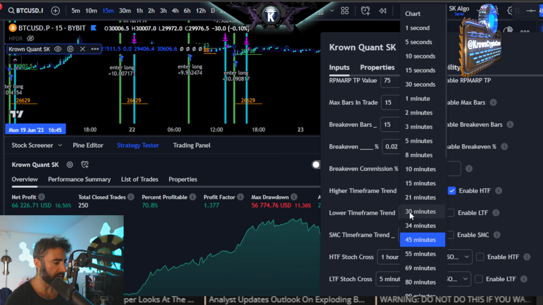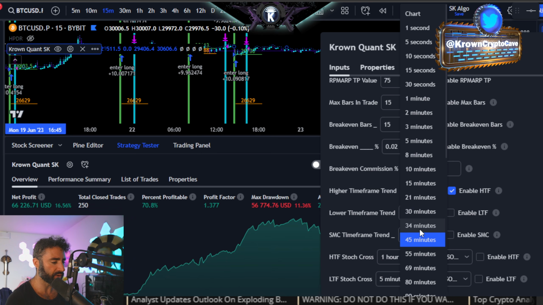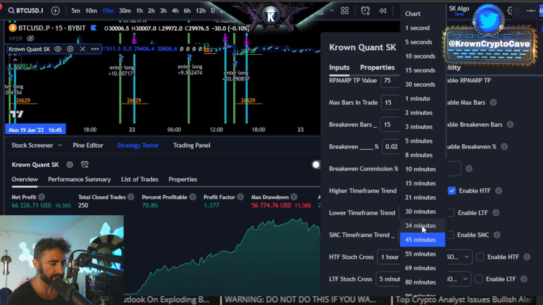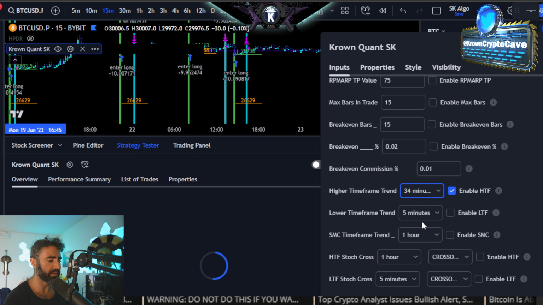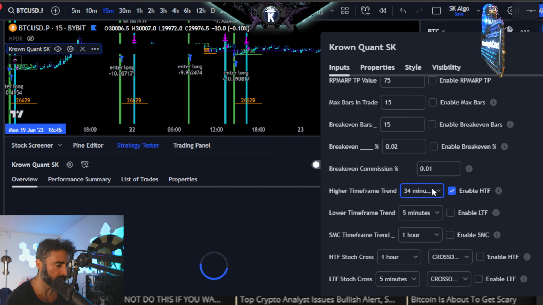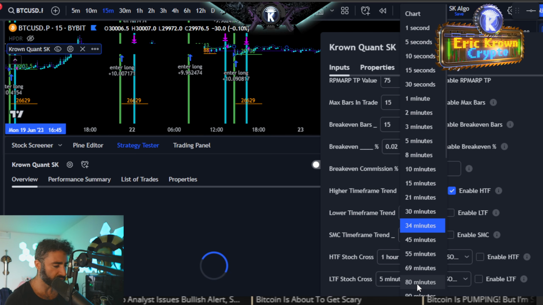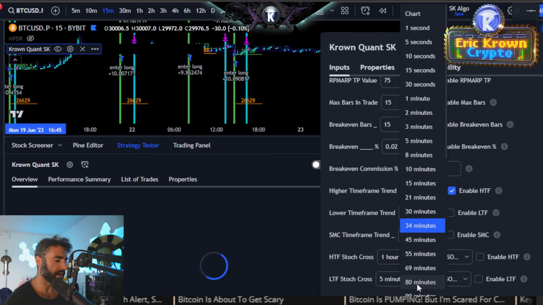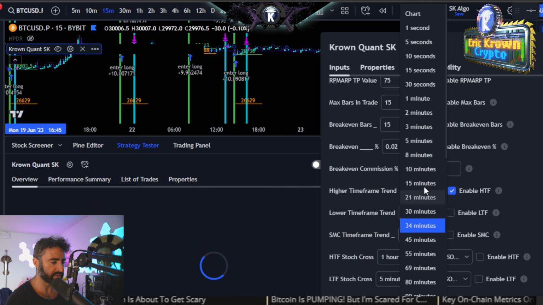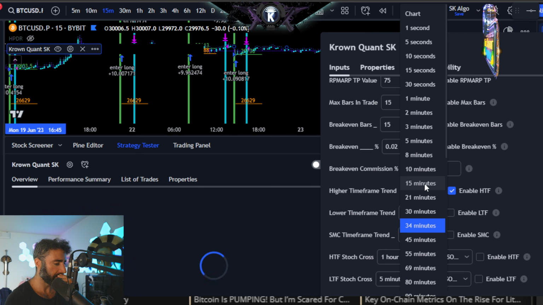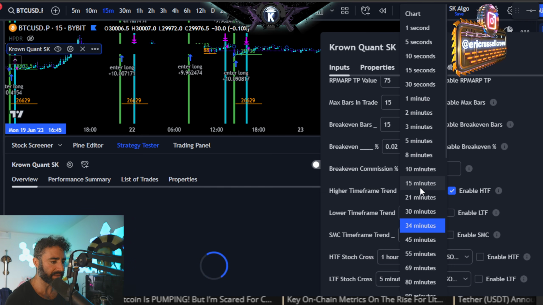What I'll do now is I'll go down to, I'll try a 34 minute, kind of like marking these in the middle. That's just another fib number right there. So that's why I'm trying that one. And then we'll try something that's way higher just to see what happens, like a 90 minute. And if that doesn't produce anything better, then I think we'll stick with likely the 45.